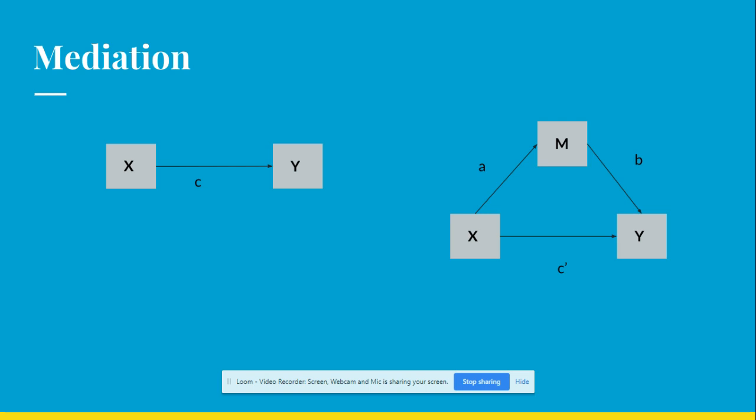Time is also another consideration. In mediation, X causes the mediator, and the mediator causes your dependent variable. In moderation, this isn't the case, and they can actually be co-occurring variables. And they might be correlated, but there is no causal relationship required where you see X precede the moderator.